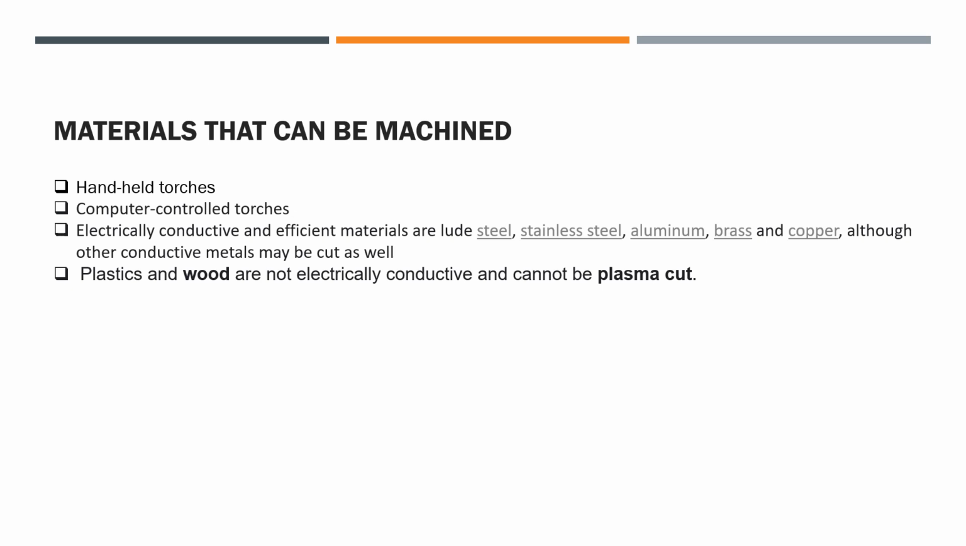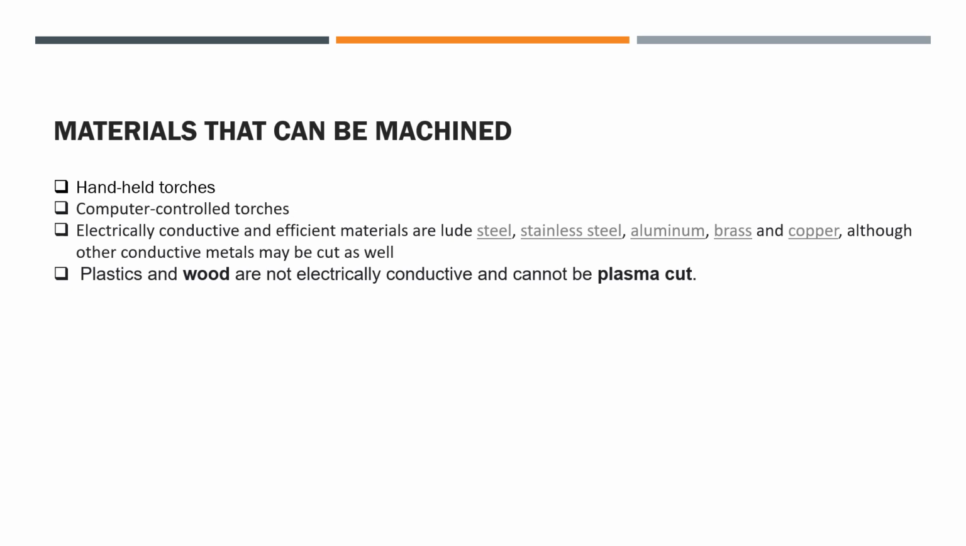Plasma cutting is an effective way of cutting thin and thick materials alike. First of all, we'll talk about the handheld torches. These handheld torches can usually cut up to 38 millimeters or 1.5 inch thick steel plate. Then we will talk about stronger computer-controlled torches that can cut up to 150 millimeters or 6 inches thick.